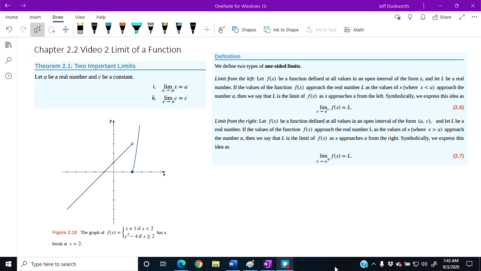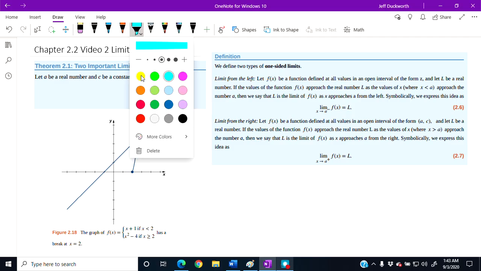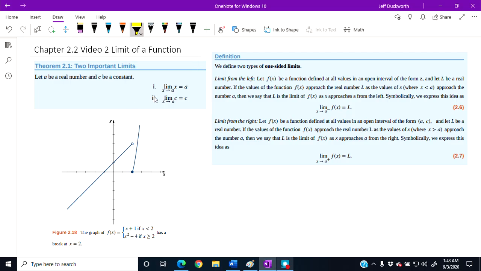All right, first the easy part. Two important limits. So the first important limit, the limit of the function x will equal a as x approaches a, and that's for any value.